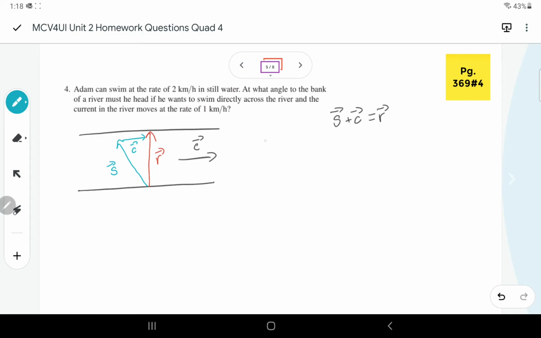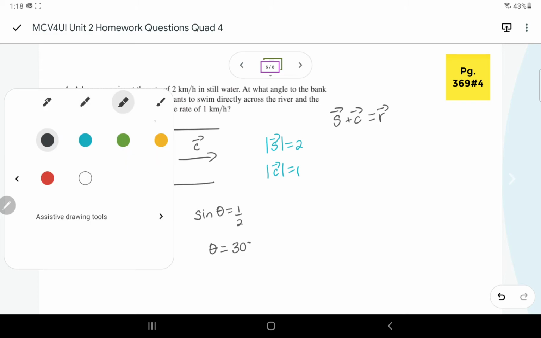Okay, so we know that the magnitude of his swimming velocity is 2. The magnitude of the current is 1. So I'm going to take a look at this triangle here. I don't know the magnitude of the resultant, but I know that the 2 is going to be on the hypotenuse. The 1 is going to be across. So I'm just going to solve for that angle theta, and that's sine. I do know that this is 90 because it says that he wants to go straight across, so we know that that's perpendicular to the current. So sine theta is 1/2. That means theta is 30 degrees.